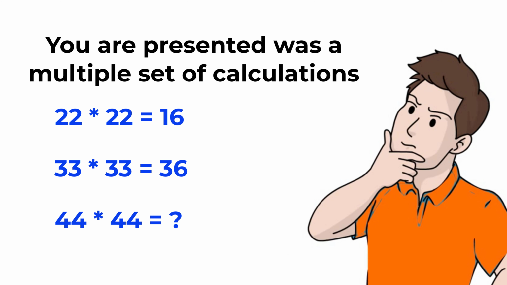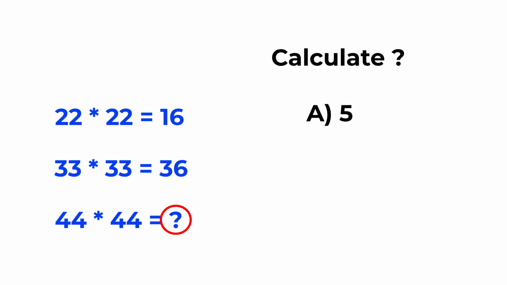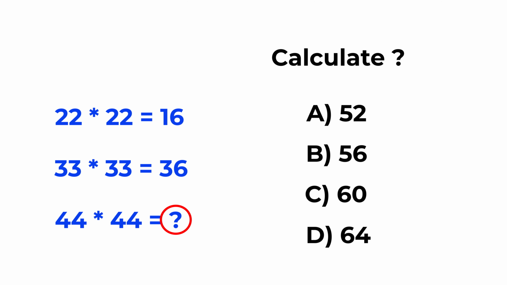And you need to calculate question mark. You have 4 different choices. Choice A, 52. Choice B, 56. Choice C, 60. And choice D, 64. Do you see the answer? It's not obvious, so give yourself 5 to 10 seconds, maybe 10 to 20 seconds, to see if you can come up with the solution. Ready or not, I'm going to reveal the answer, and we're going to get to the correct solution together.